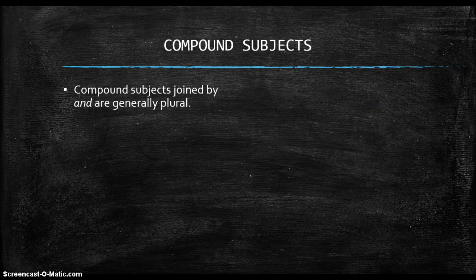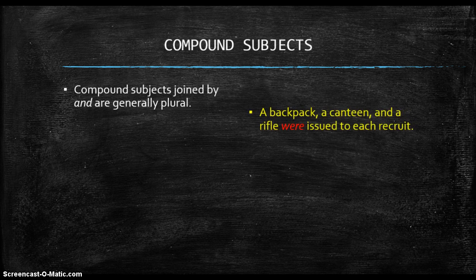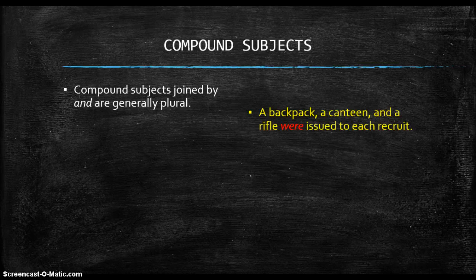Sometimes we have compound subjects. When you join them by and, that generally makes them plural. So let's look at some examples of that. A backpack, a canteen, and a rifle were issued to each recruit. We have a compound subject consisting of three things: backpack, canteen, and rifle. They are plural. That's why we use the plural form of the be verb, were.